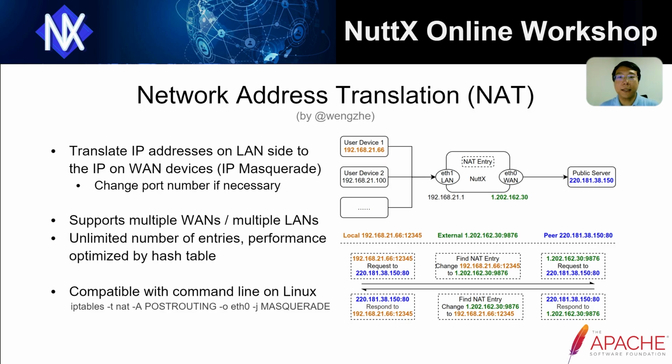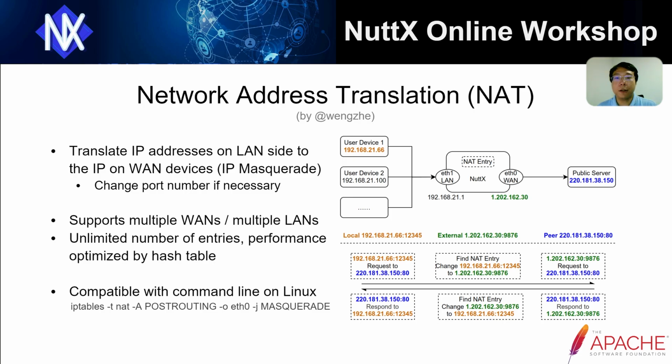When NuttX gets the replied packet from the server, it changes the external adjacent port back to the local adjacent port and forwards it to the LAN side. Then the communication can work correctly.